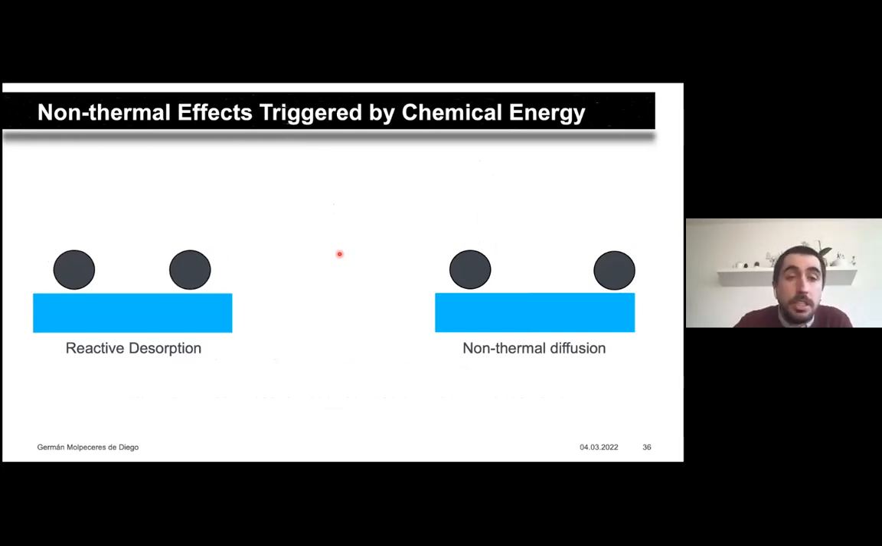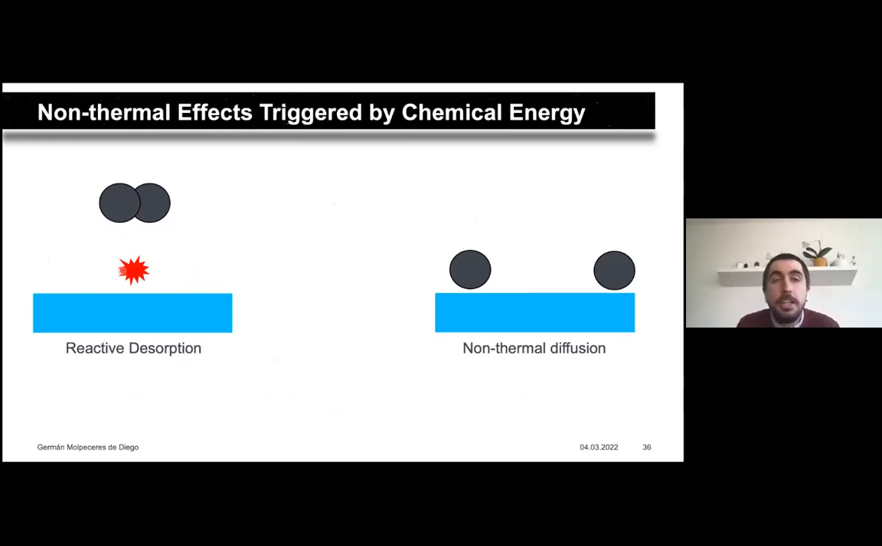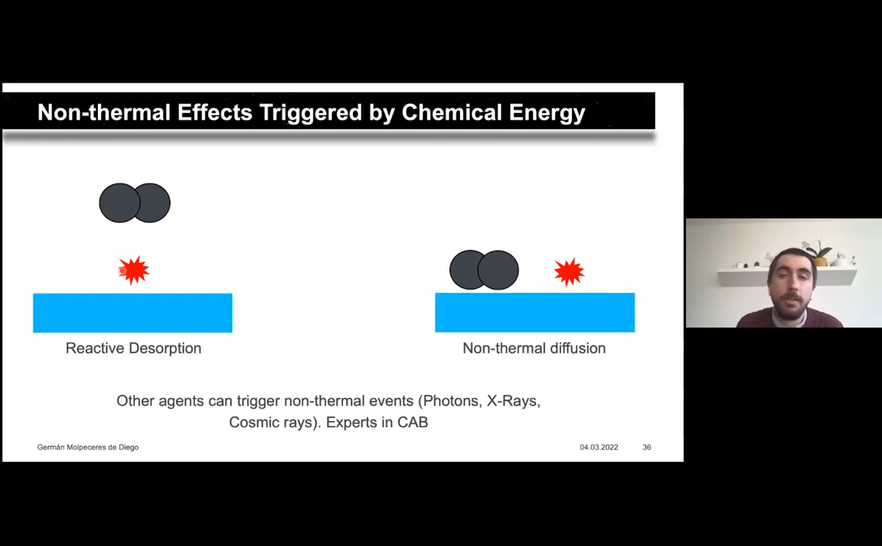These two concepts are illustrated in these animations, in which what I'm trying to convey is that when a molecule is formed, a huge amount of energy is released. And this huge amount of energy can be employed in many different things. One of them, desorb very, very violently, or diffuse a lot in the aftermath after the formation of a molecule. There are other agents that are able to trigger these kinds of events, such as, for example, photons, X-rays, or cosmic rays. And there are experts in simulating and seeing in the laboratory these kinds of effects.